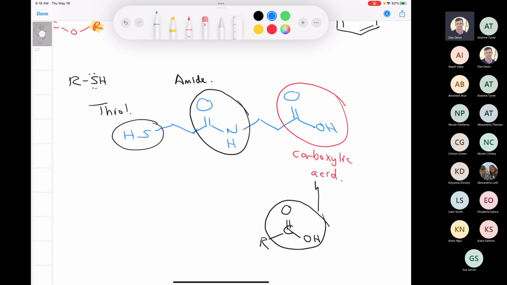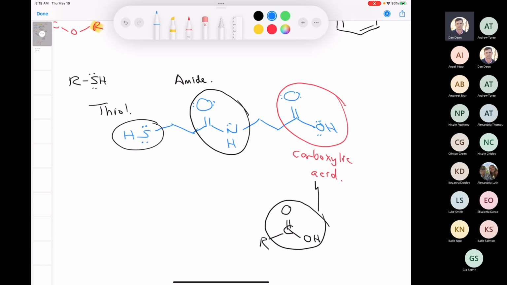Another thing that you want to be able to do in organic chemistry is put in all the lone pairs. There's a bunch missing in here. We're missing 2 lone pairs on the sulfur, 2 lone pairs on this oxygen, 1 on this nitrogen, 2 on this oxygen, and 2 on this oxygen.